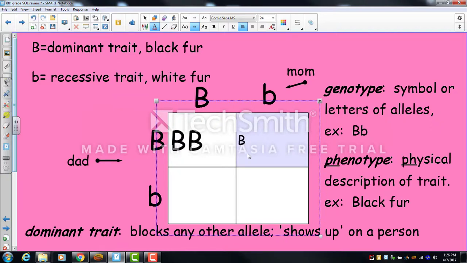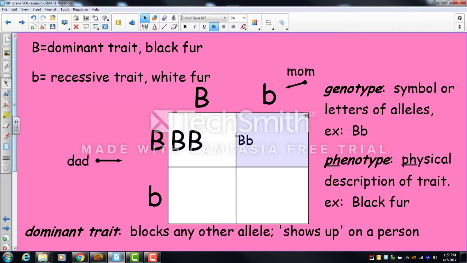Dad contributes a capital B, over here. Mom contributes a lowercase b. Big B, little b. Heterozygous. This baby is still black fur because that dominant allele is present. All right, down here, dad gives a lowercase b, mom gives a capital B. Capital B, lowercase b. This is a heterozygous offspring, hetero because they're both different, big B, little b. But because that capital B is there, it is black fur also. So black fur, black fur, black fur.